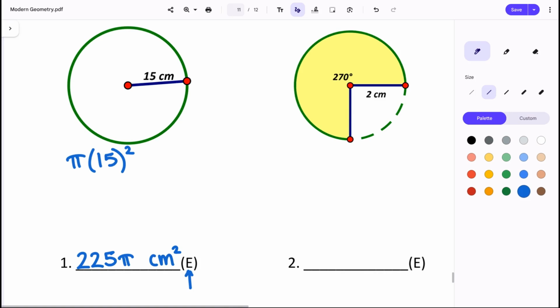3/4. How'd you get 3/4? 270 over what? 360. Which does reduce to 3/4. So if you want to think of it like that, that's fine. But if you don't know for sure, you can just still type it in your calculator like that. It's going to work the same way.